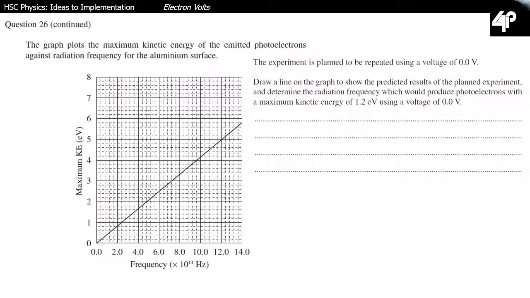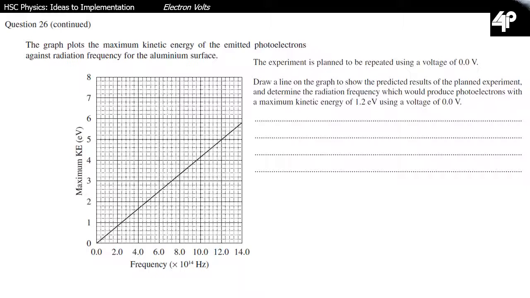The final part of the question says this, and this is actually pretty confusing to read. It says the experiment is planned to be repeated using a voltage of 0 volts. Basically what this means is that in the photocell, they're going to remove that 4.1 volts altogether. So I'm not giving the electrons on the aluminium surface any additional energy.